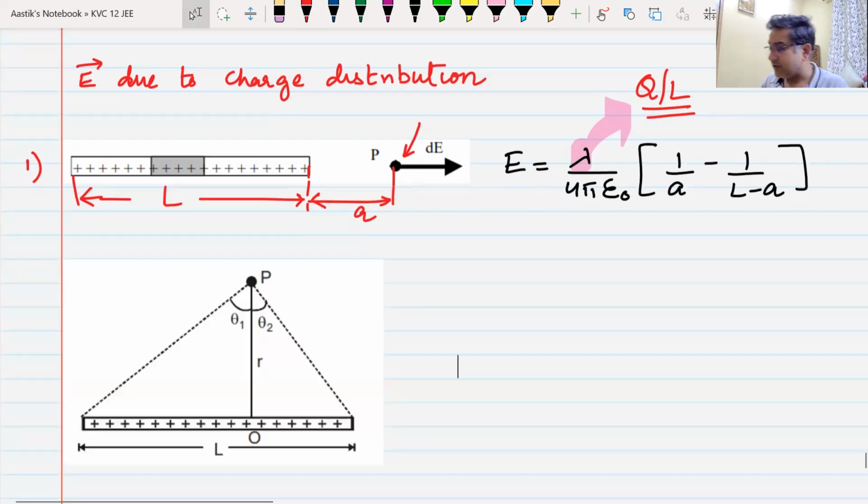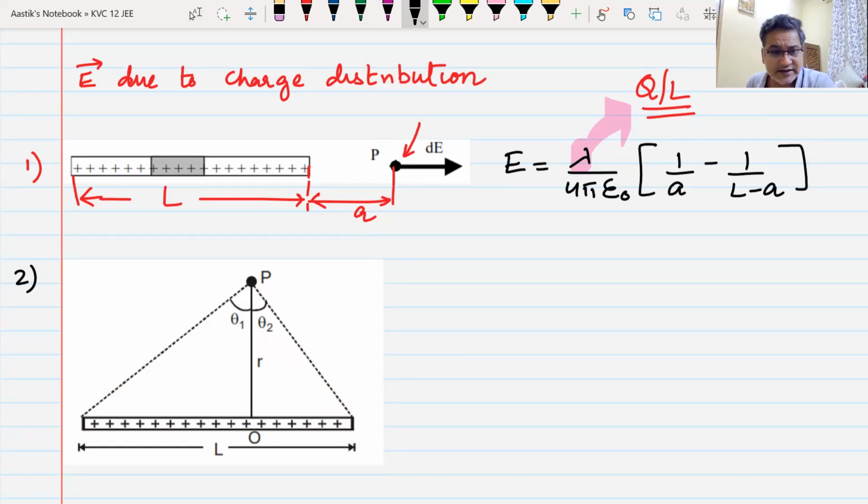The second one is still a line charge, but this is a point perpendicular to it. Sometimes this point is on the perpendicular bisector, but here it is a general point. So we call this the electric field at the general point. If you remember this field, you can find out the electric field at all the points.